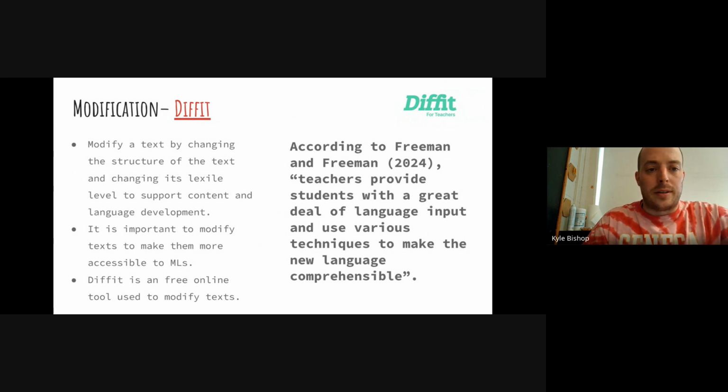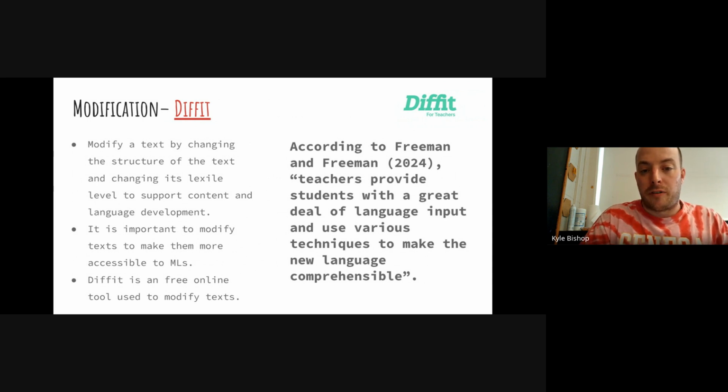There's a great outlet that we use here. It's become very popular recently. It's called Diffit. It's a great online tool. It's completely free. And you can modify the text in many ways by changing the structure or its lexile level. You can even add in questions. You can have it outline important vocabulary in the text. And it's a great way to make the content more accessible.